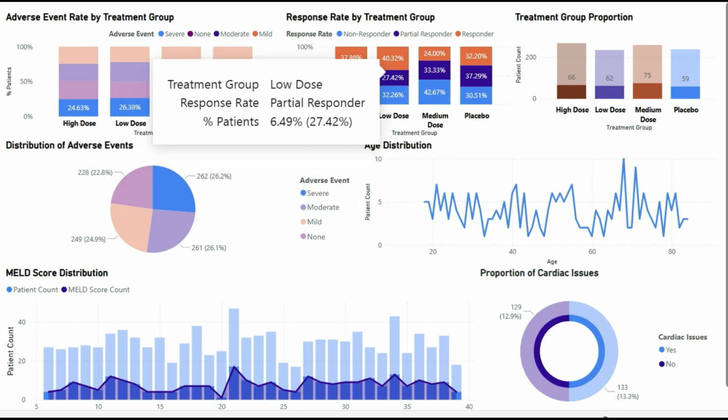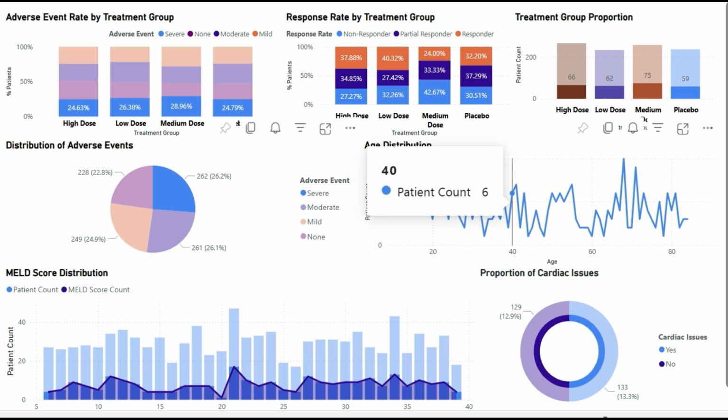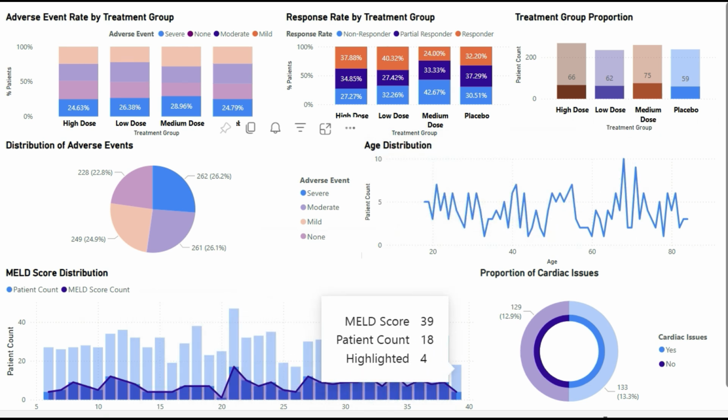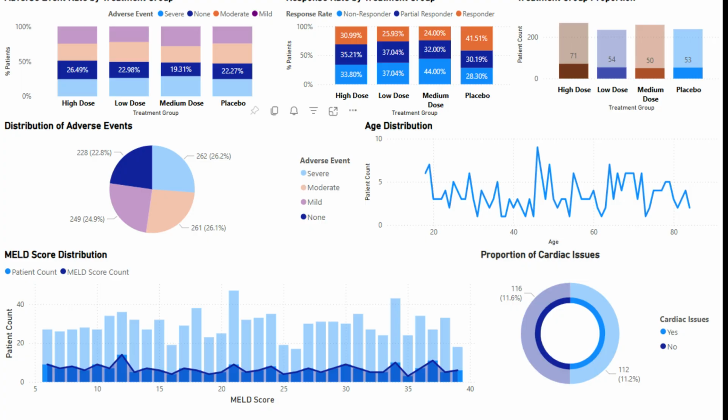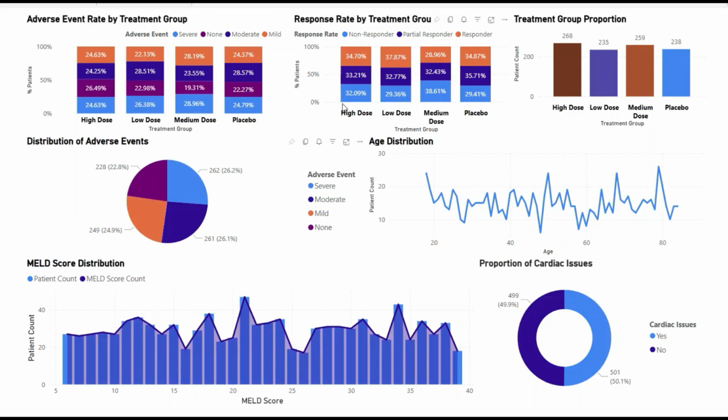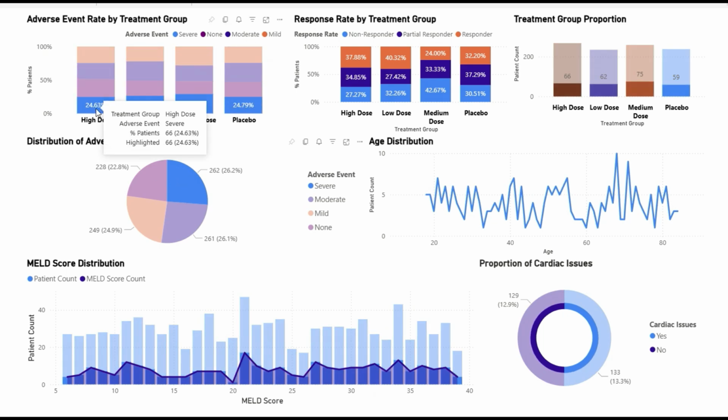To illustrate how the dashboard responds to high-risk scenarios, we start by applying a filter for patients who experience severe adverse events. This filter allows us to observe how patient-level metrics change under more critical safety conditions. When the severe filter is applied, all dashboard visuals automatically adjust to reflect only those patients.